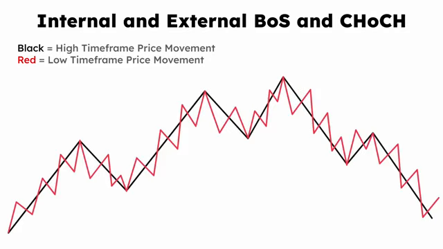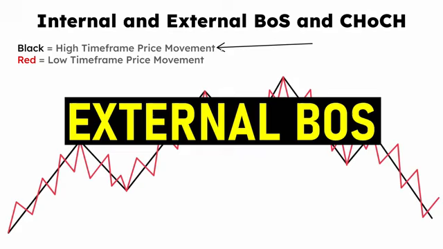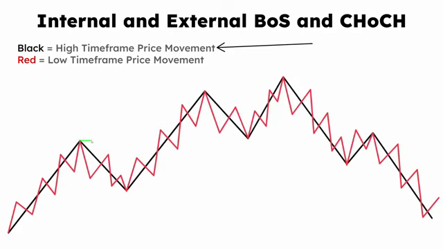And what's important to understand here is that change of character and break of structure are fractal, meaning that they appear on all time frames. And the breaks of structure and changes of character that happen on the high time frame, we usually call external break of structure. So for example, right here, you can see that we have a break of structure because the price breaks to a higher high.